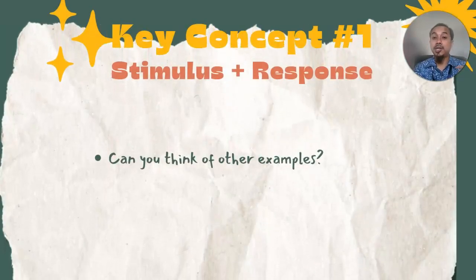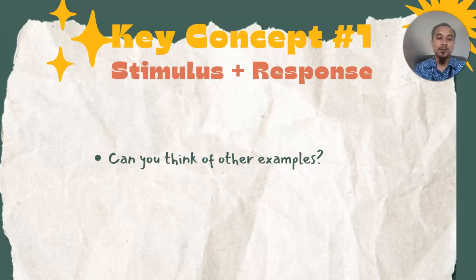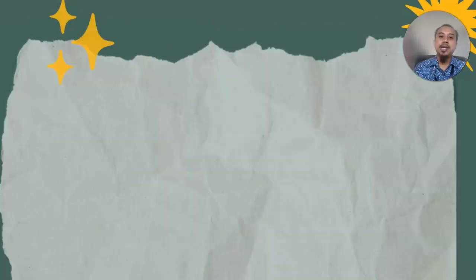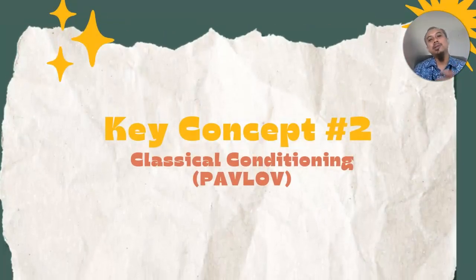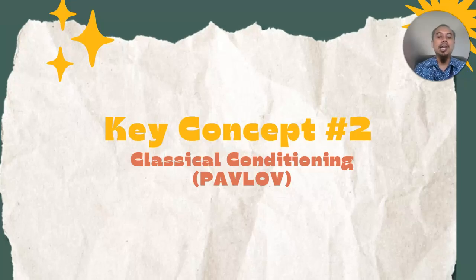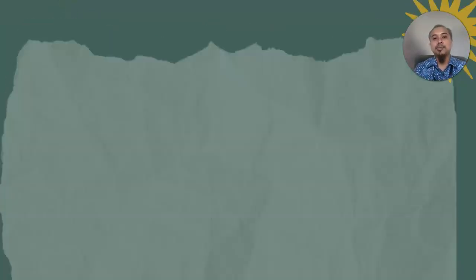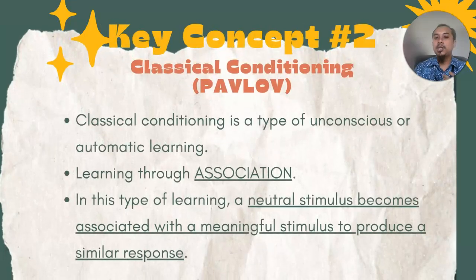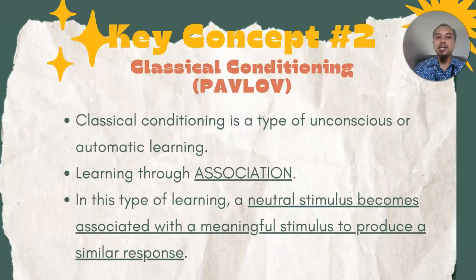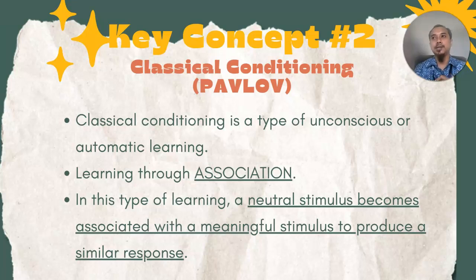Okay, so probably you can think of other examples from your surroundings. Next, in relation to stimulus and response is classical conditioning, a concept within behaviorism, which is popularized by Pavlov from his experiment with dogs. So what did he do? Classical conditioning is a type of unconscious or automatic learning.